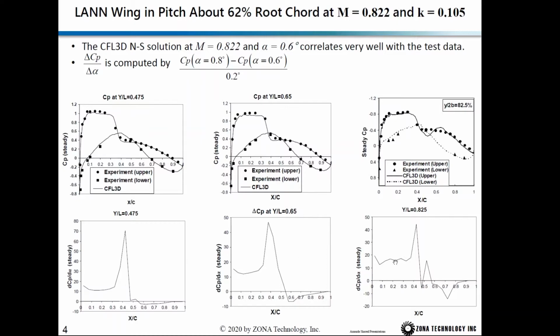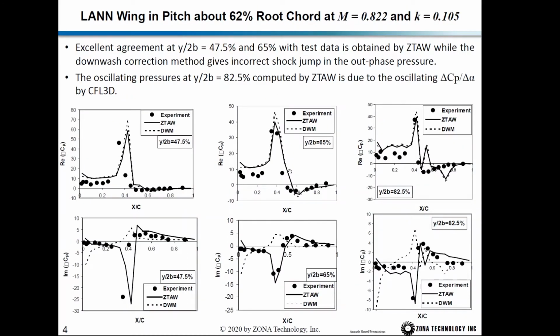Then we inject this dCP by d alpha into Z tau, and also the DWM method, at different span stations. Again, the Z tau solution is shown by the solid lines, and the solid dots are the wind tunnel data. For the real part, both the Z tau and DWM solutions correlate with the wind tunnel data very well. But if you look at the imaginary part, the Z tau solution gives you the correct shock jump. But if you look at the DWM solution, it gives you the wrong shock jump.